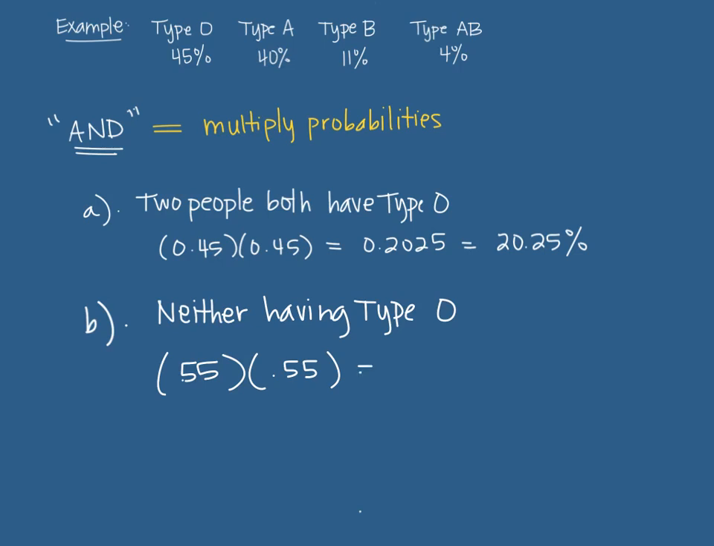So anyway, we end up here with 0.3025 or 30.25%. So you have the positive probability of something happening, but you also have the opposite probability of something not happening, which is always 1 or 100% minus that value.